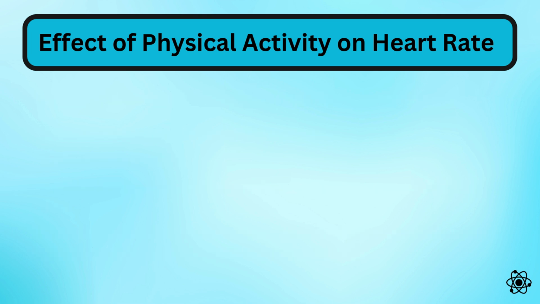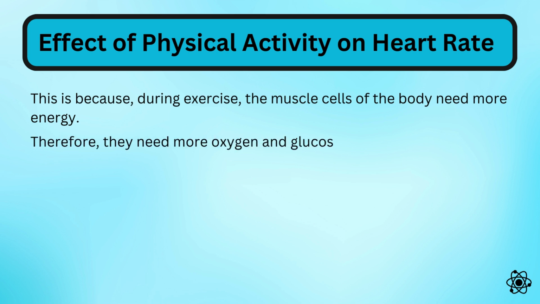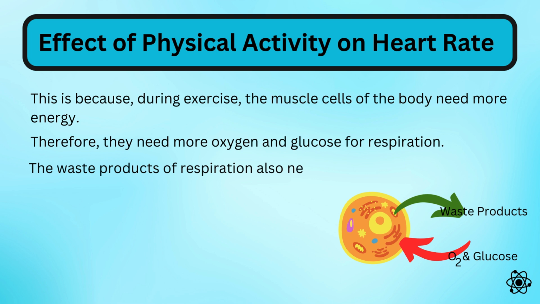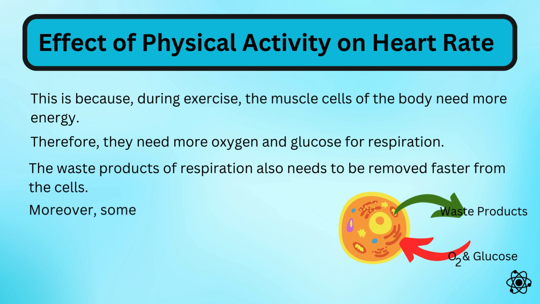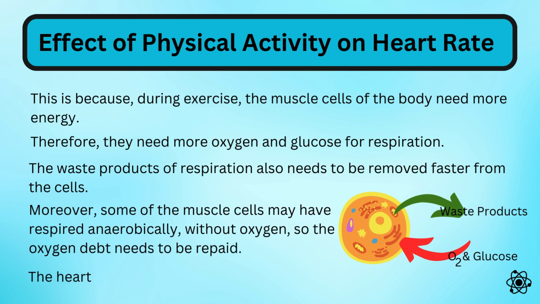So why does physical activity have this effect on the heart rate? This is because during exercise, the muscle cells of the body need more energy. Therefore, they need more oxygen and glucose for respiration. The waste products of respiration also need to be removed faster from the cell. Moreover, some of the muscle cells may have respired anaerobically without oxygen. So, the oxygen debt needs to be repaid. The heart rate therefore increases to meet these demands.